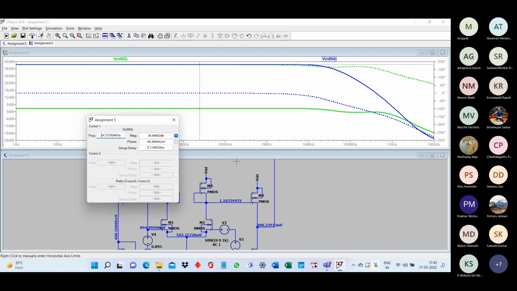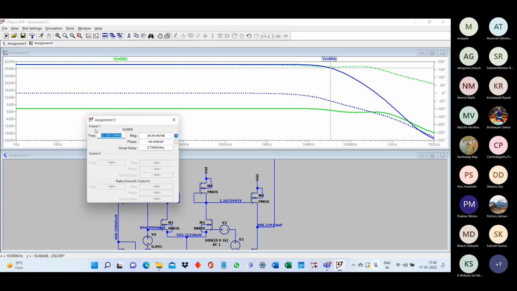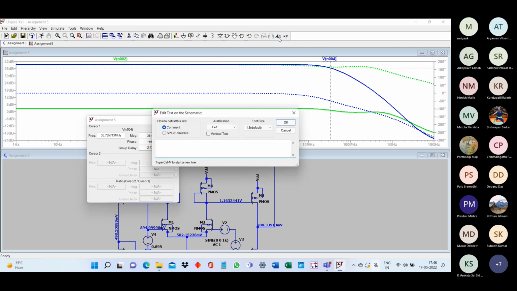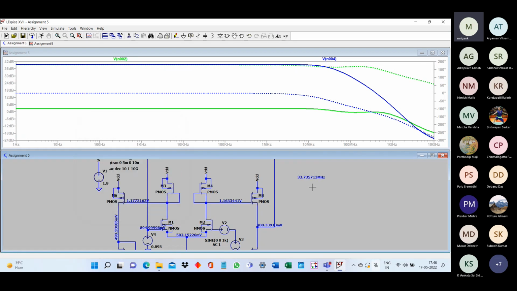Likewise, if you want to increase further, we can. Look at the bandwidth also; you have to take note of the bandwidth. Bandwidth right now is around 10 megahertz to 100 megahertz, around 100 megahertz. That's what it looks like. Yeah, 33 megahertz. Okay. So as you increase the gain, the bandwidth will definitely come down.